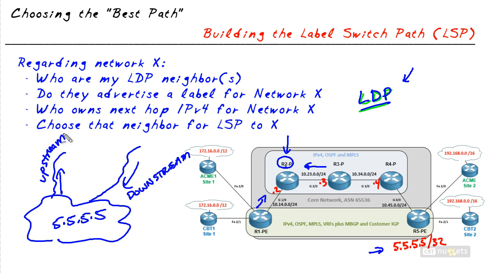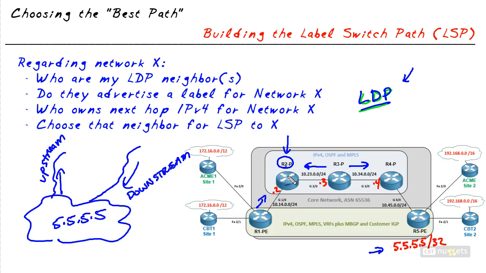So from an LDP discussion perspective, when we talk about downstream, it's towards the actual target network, and upstream is moving away from the reference network. So from R3's perspective, it would know from its IGP about network 5.5.5.5. It would generate a local label for that. It would advertise that label downstream towards R4 and upstream towards R2. So in this example, R3 is advertising a local label mapping for 5.5.5.5 over to R2, and R1 is also advertising its local label mapping for 5.5.5.5 over to R2.